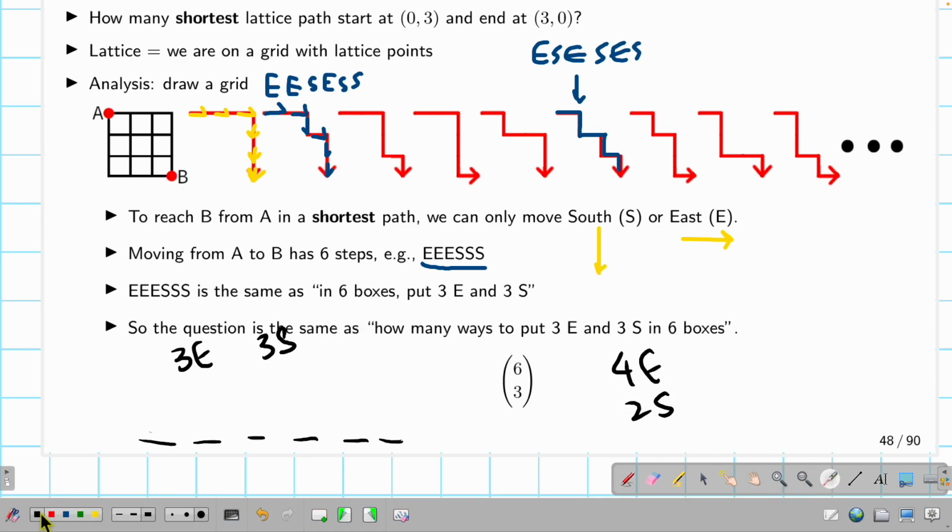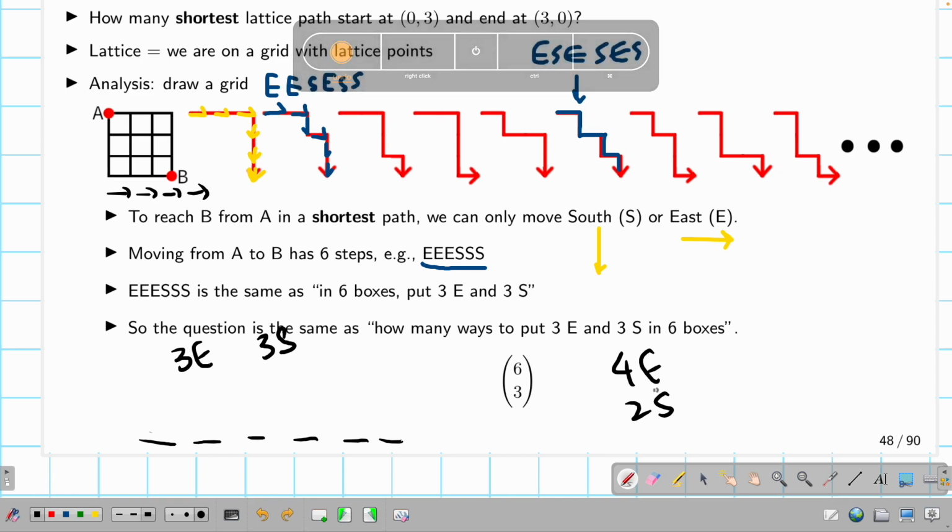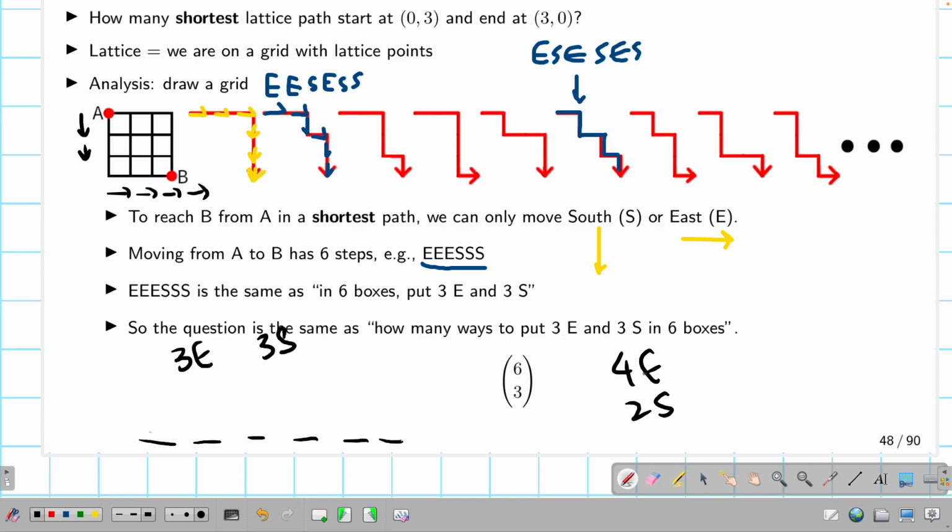If you have 4 E's, that means what? You have to move, in the end, 4 units to the east. You will be somewhere here, okay? And furthermore, if you count 4 E's and 2 S's, that means you can only move 2 units down. So for 4 E's and 2 S's, in the end, you will be somewhere here. That is 4 units to the east, 2 units to the south. This point is not B. This point is somewhere else. So that means 4 E's and 2 S's is impossible. In other words, for this particular setup, you are only allowed to select 3 E's and 3 S's, and that's it.